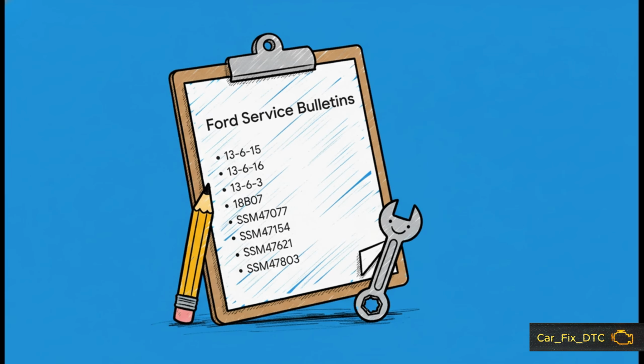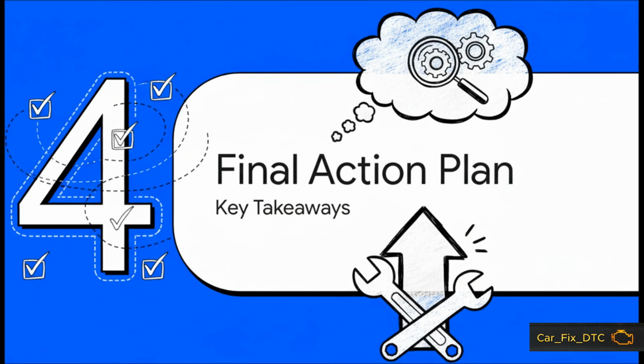And speaking of official guidance, Ford has put out several technical service bulletins, or TSBs, for this exact issue. Think of these as the official cheat sheets for technicians, packed with detailed, model-specific repair instructions. You might want to pause here and jot these numbers down. A quick search for these online can give you the exact step-by-step procedure for your car, which is an absolute game changer.